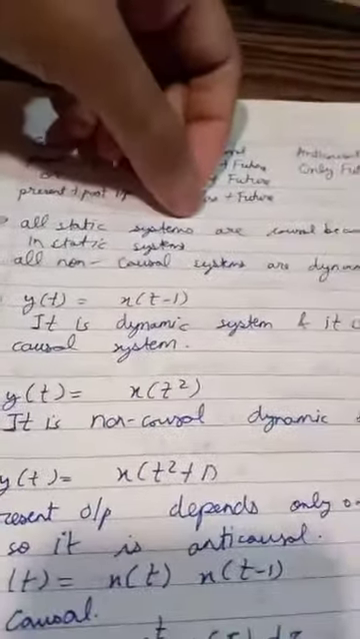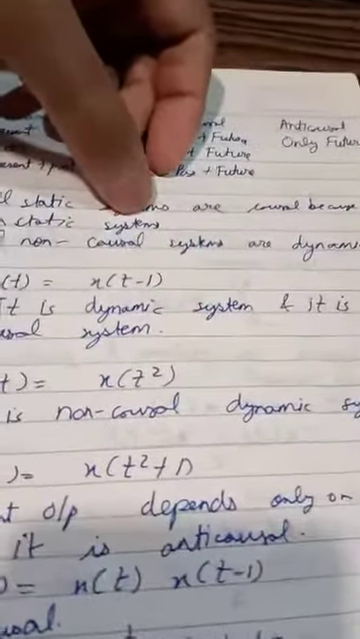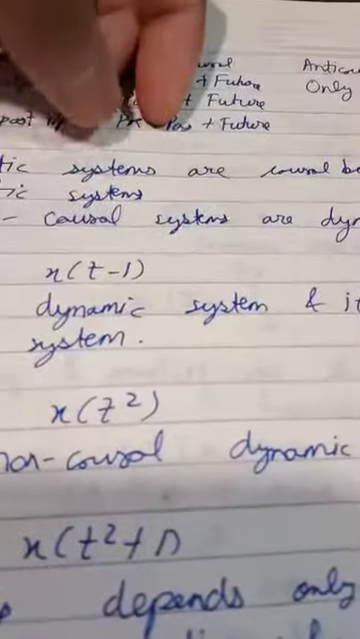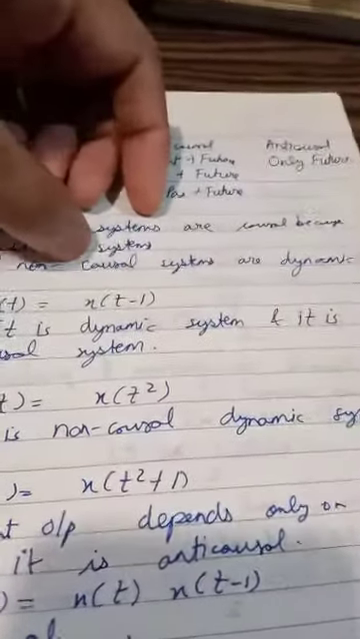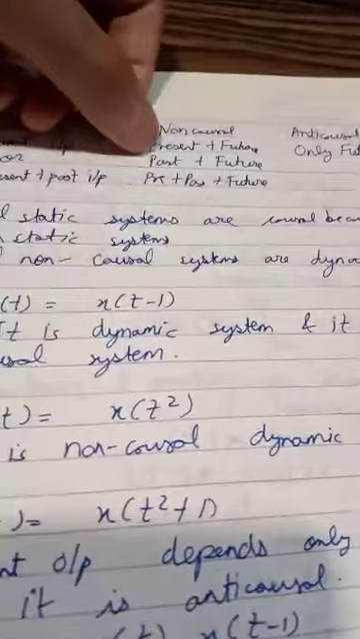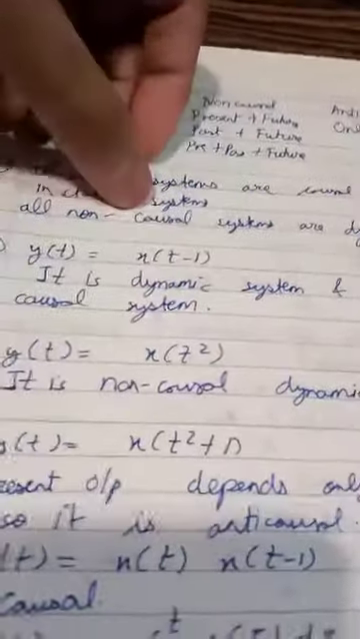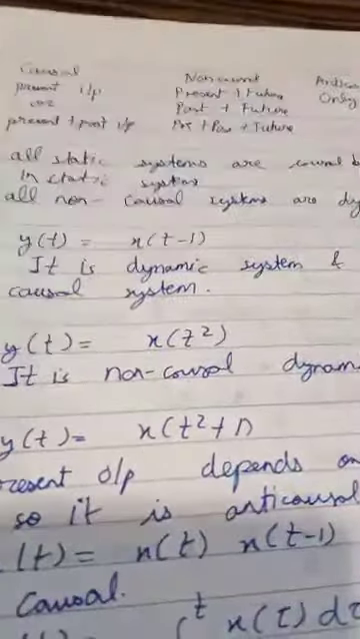So all static systems are causal because in static systems the output depends on present input only. And all non-causal systems are dynamic because in all non-causal systems the output depends on present and future value, or present, past and future value. So all non-causal systems are dynamic.